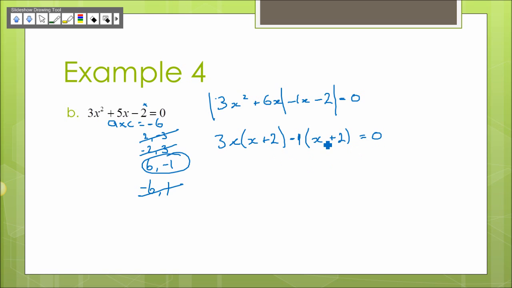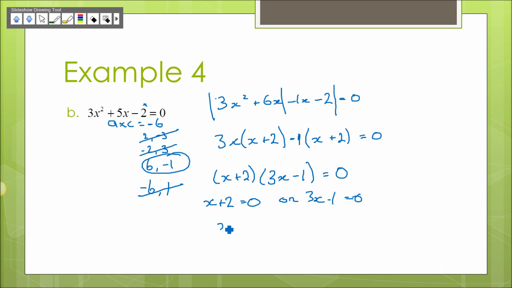And suddenly I have my next common factor, which I can take out the front now, and it's left me with 3x minus 1, and that equals 0. Finally, I can solve this quadratic. This implies that x plus 2 equals 0, or 3x minus 1 equals 0. So that means x must be minus 2, or 3x equals 1, which is x equals a third, or 1 on 3.